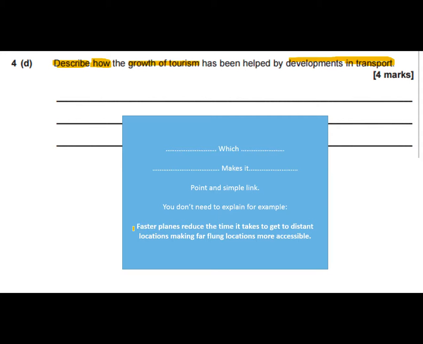You are more than welcome to copy this word for word, and it will get you 2 marks. I didn't see any other way of doing it. So where it says faster planes reduce the time it takes, that is the development in transport, to get to distant locations, making far-flung locations more accessible. The more accessible bit is my development.